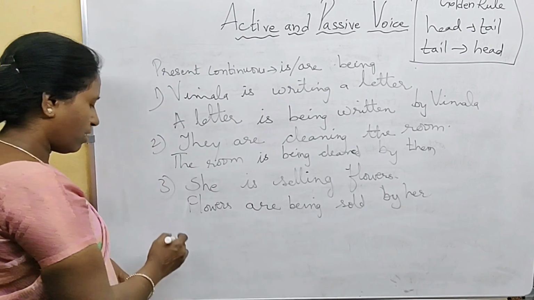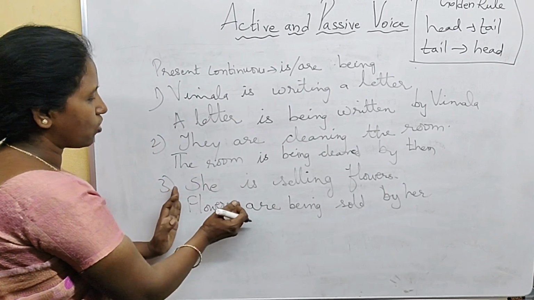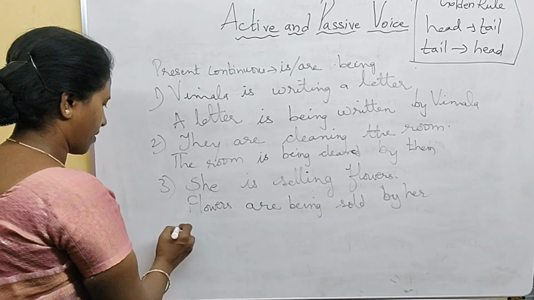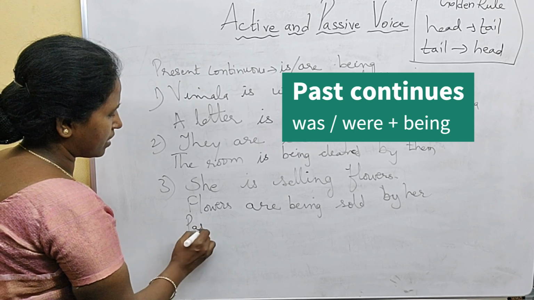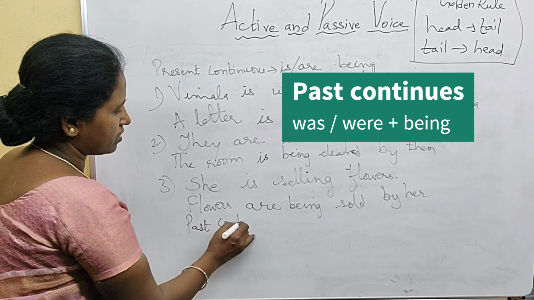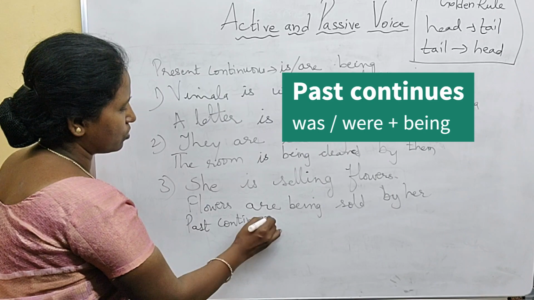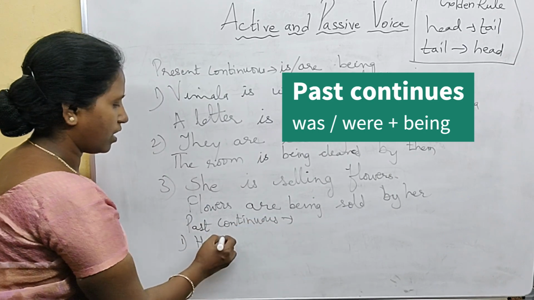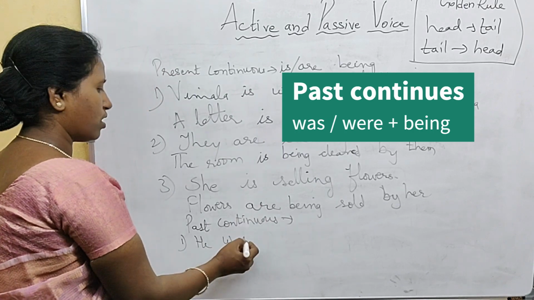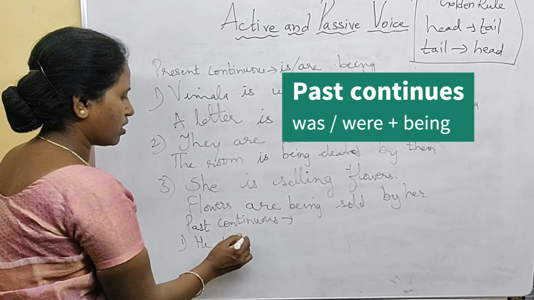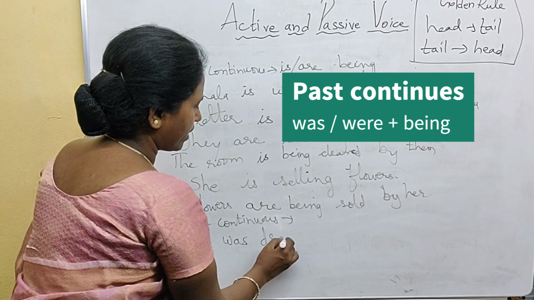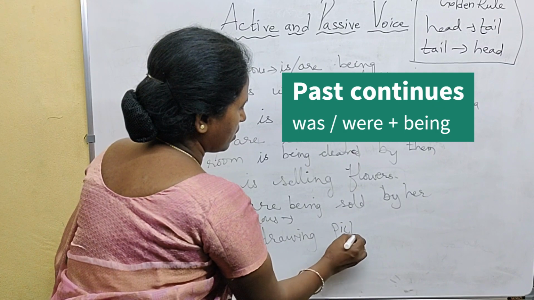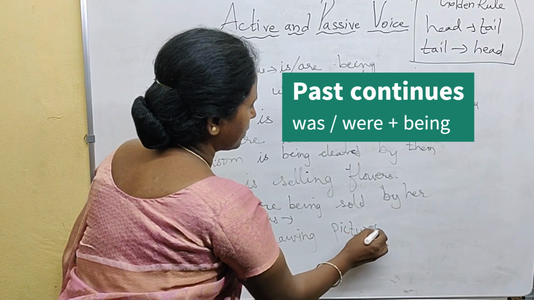Okay. On to the past. So you should see what is the object. According to the number, you should use is or are. So if it is past continuous, how will you do? If it is, he was drawing pictures. He was drawing pictures.